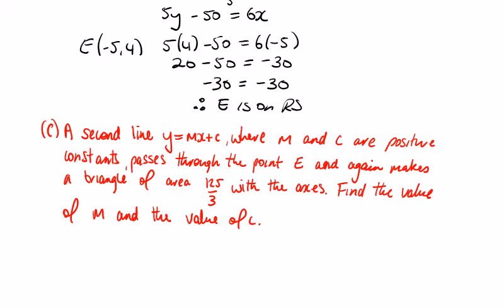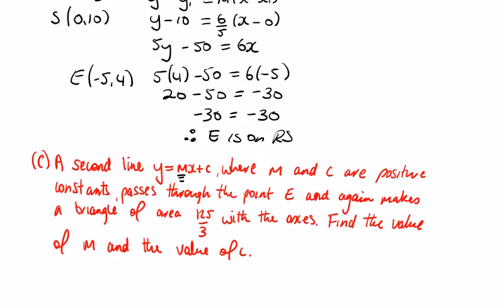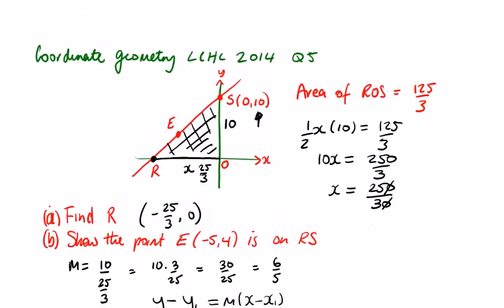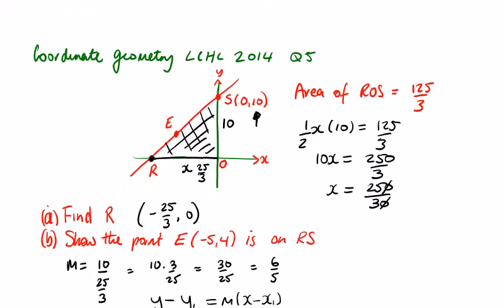Part C of this question, you're told the second line, y is equal to mx plus c, where m and c are positive constants, so has a positive slope, passes through the point E, and again makes a triangle of area 125 over 3 with the axes. Find the value of m and the value of c. Okay, it passes through E and has a positive slope, so it has to be going up this way, something similar to this. So it's going to cut the axis here, and it is going to cut the axis somewhere approximately here.